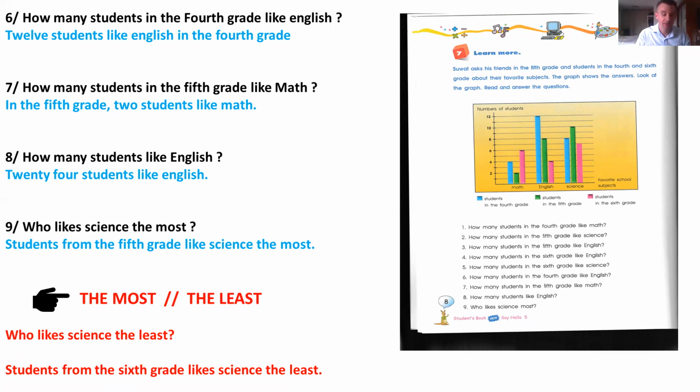Number 8. How many students like English? So here we speak about all the students, not a grade. How many students like English? So all the students, 4th, 5th, and 6th. So 24 students like English. And the last one, number 9. Who likes science the most? So in Thai, the most is "tisud," okay? So the most.